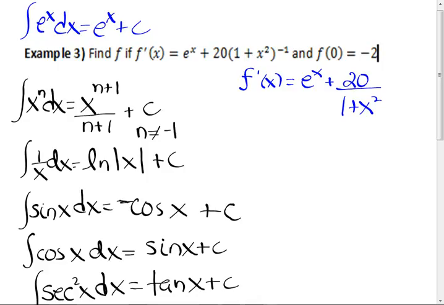Nick, what's the antiderivative of this one? The antiderivative of e to the x is e to the x.